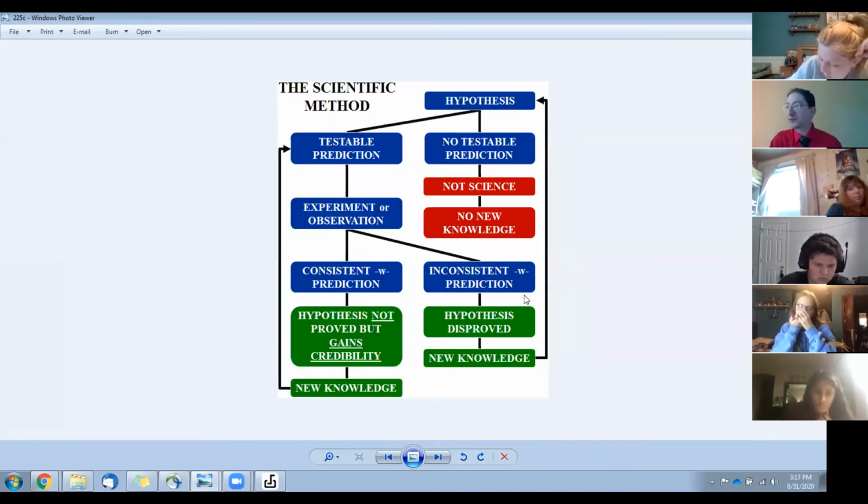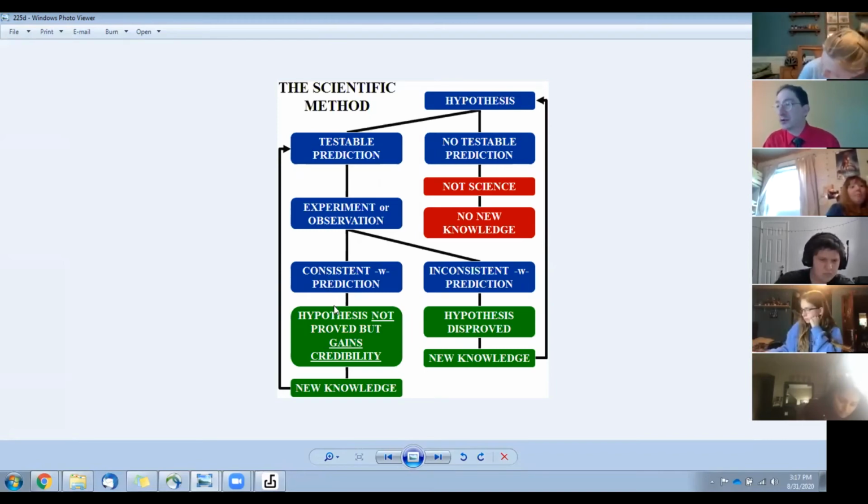So again, here's our flow chart. Two hypotheses, geocentric and heliocentric. The geocentric flowed down this path. It was disproved by observation, so it's wrong. The heliocentric flows down this path. It met the observations, so it gains a lot of credibility.